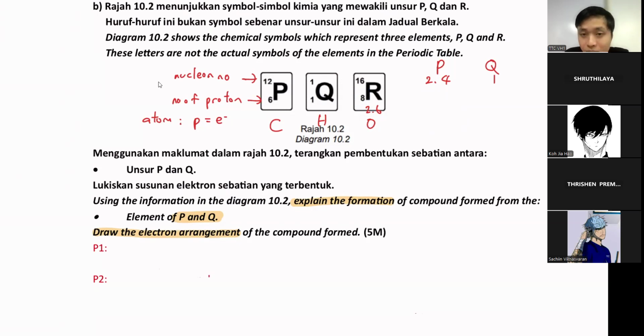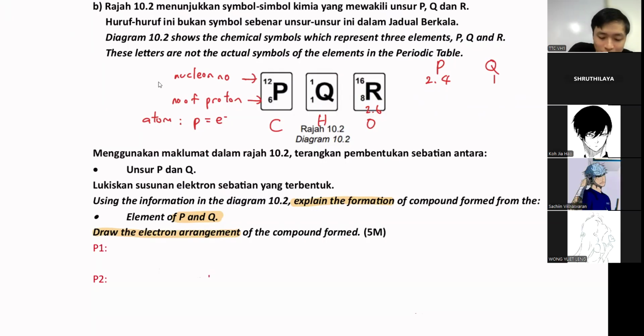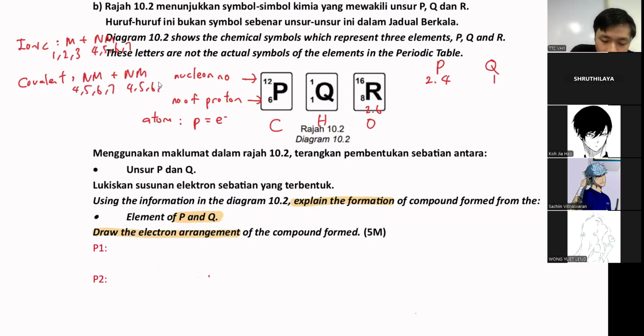So in this case, between them, what compound do you form? What bond do you form? Covalent bond. Very good. Ionic is between metal plus non-metal. Metals normally have 1, 2, 3 valence electrons. Non-metals have 4, 5, 6, 7. So covalent is only non-metal plus non-metal, which is 4, 5, 6, 7. Okay, your favorite number.